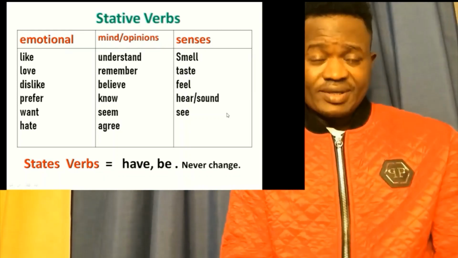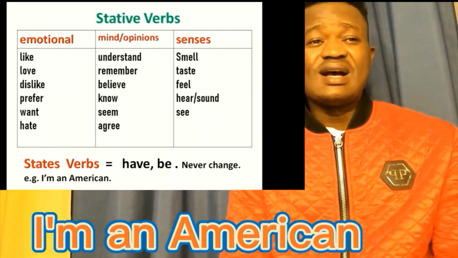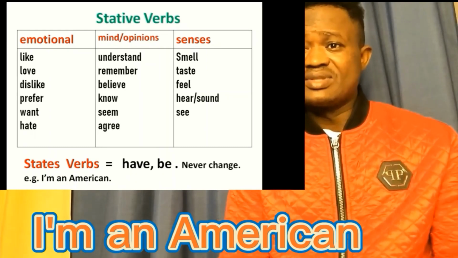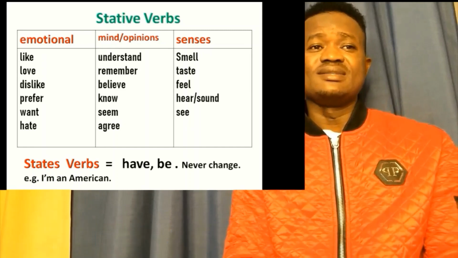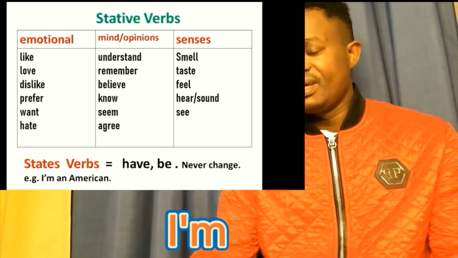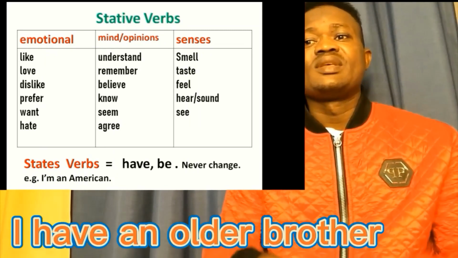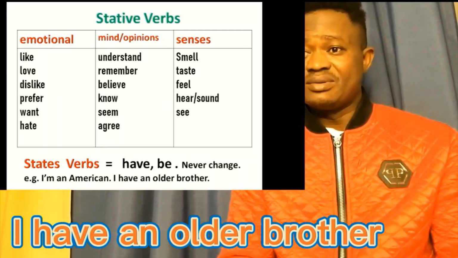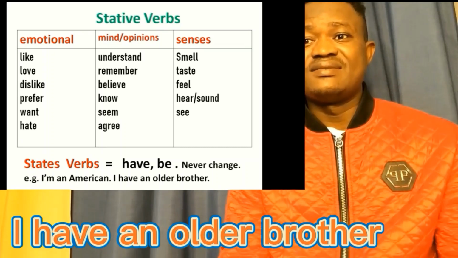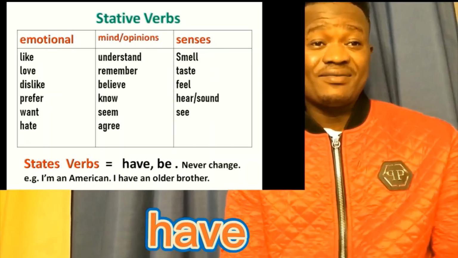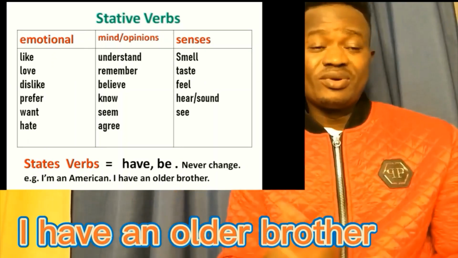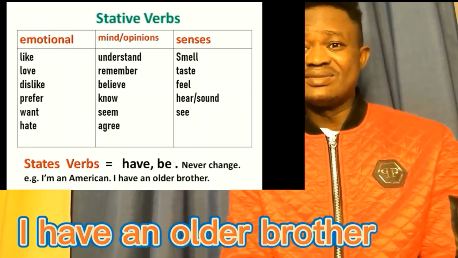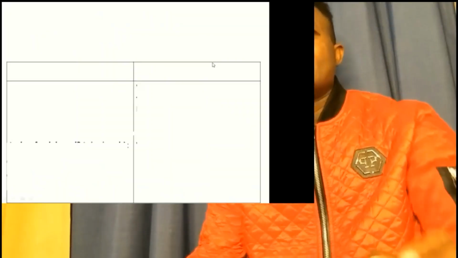I'm an American. I'm a citizen of America. It can never change. I'm an American. So the state verb there is am. Okay. All right. Let's go. I have an older brother. So the state verb there is have. I have an older brother. It can never change. He is my brother. It can never change. So these are state verbs.